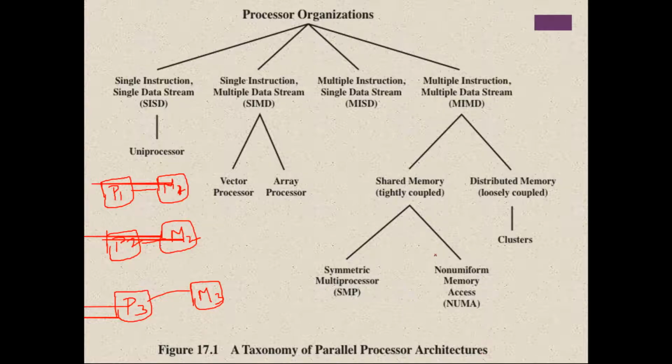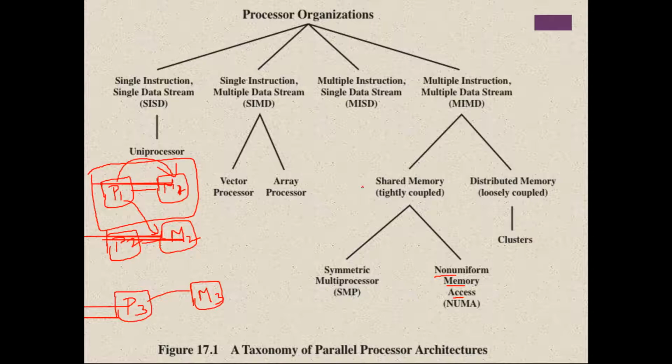Why it is called non-uniform memory access: for example, processor P1 can access its memory M1 at almost no time, because it is part of processor P1. But if processor P1 wants to access M2, which is P2's memory, then it will take time. For example, processor P1 can access M1 in maybe less than 1 clock cycle, but if it wants to access M2, it may take more than 3 or 4 clock cycles. Because of that organization, it is called non-uniform memory access.